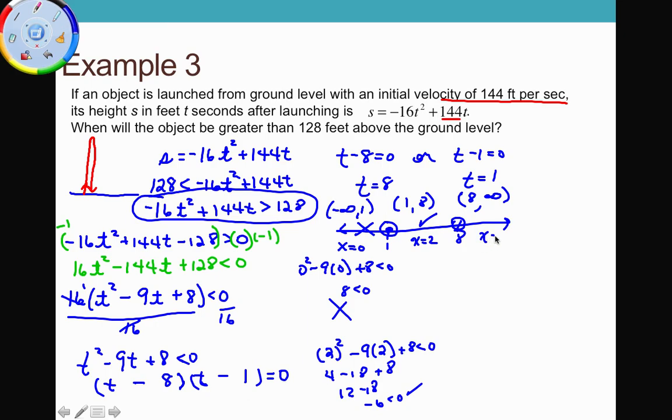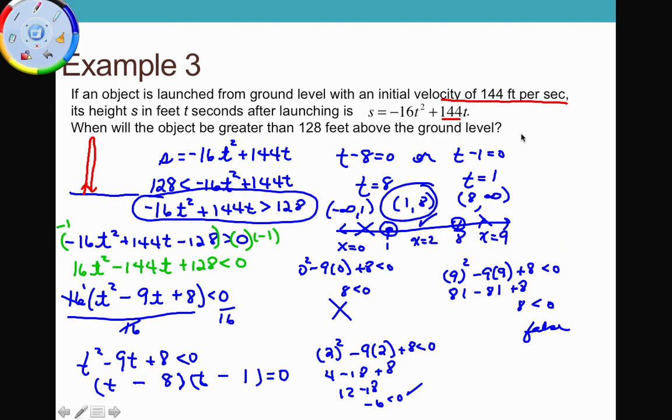And then if I test x equals 9, and again I'm using the simplified equation. Probably if I was working for NASA, I would probably use the original. This is 0, so that's false. So this interval does not work. So this is the correct interval to our problem.